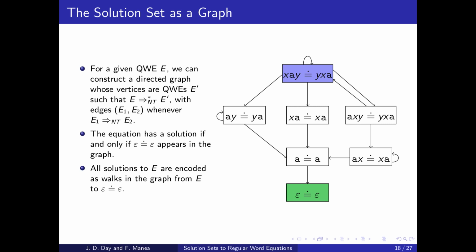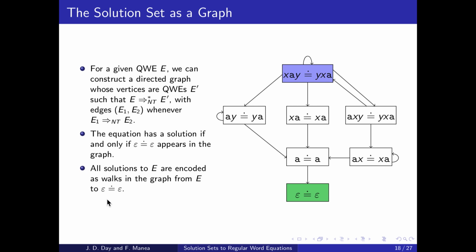And if we enumerate it, what we can do is construct a directed graph whose vertices are equations which are reachable from our original equation by applying these rewriting transformations, and where the edges correspond to the individual rewriting transformations, or the morphisms associated with them. Then the equation will have a solution if and only if somewhere in this graph we get the trivial equation with the empty word on both sides.